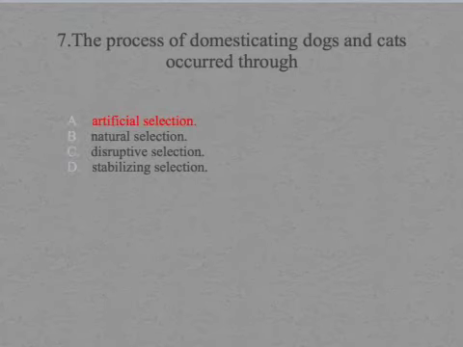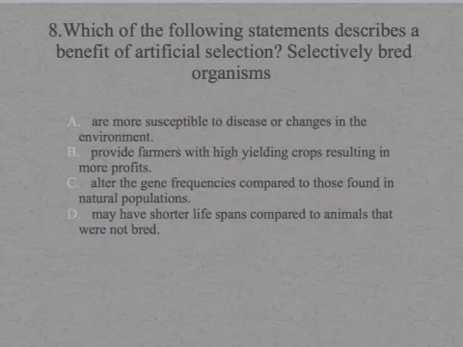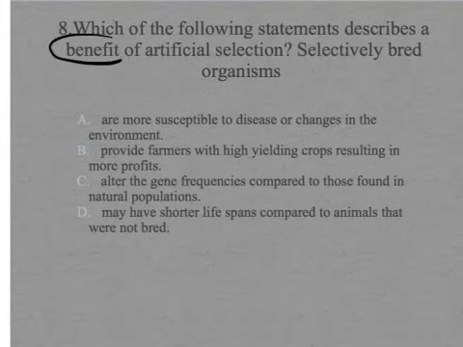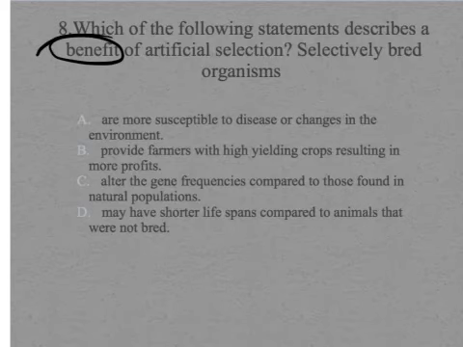Which of the following statements describes the benefit of artificial selection? So again, guys, we're looking for something good because that's what the word benefit means. Benefit is good. Selectively bred organisms are more susceptible to disease or changes in the environment. Susceptible means they're more likely to get them. Wrong answer, because we're looking for benefit. Provide farmers with high-yielding crops resulting in more profits. That would be a benefit. Alter the gene frequencies compared to those of the natural population. Is that really a benefit? Maybe, maybe not. That one's kind of on the fence.